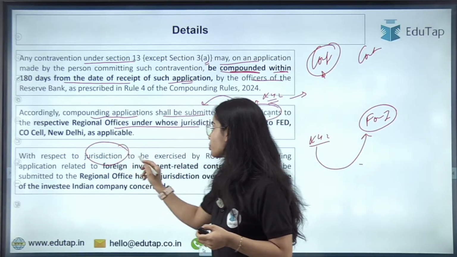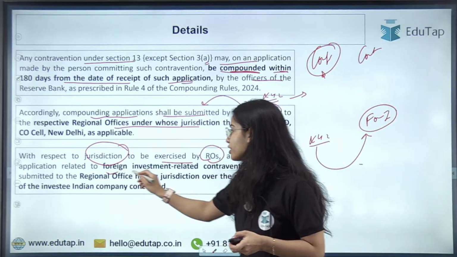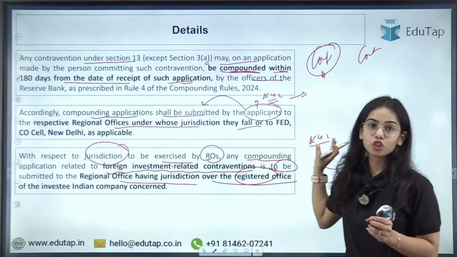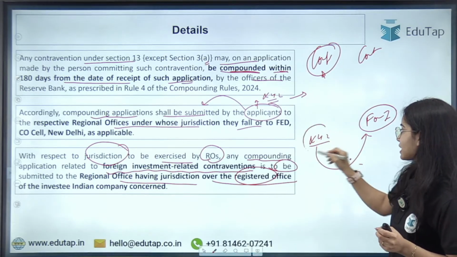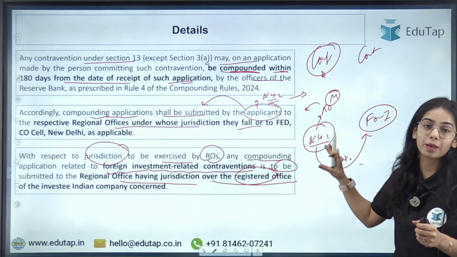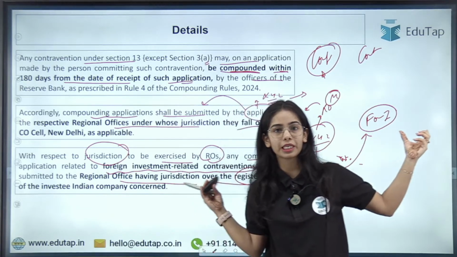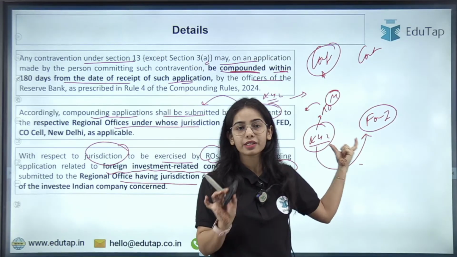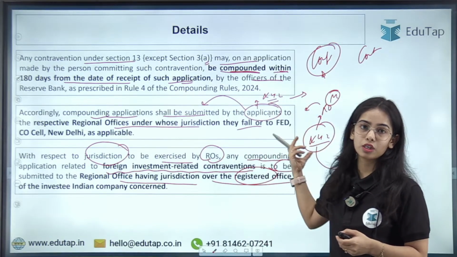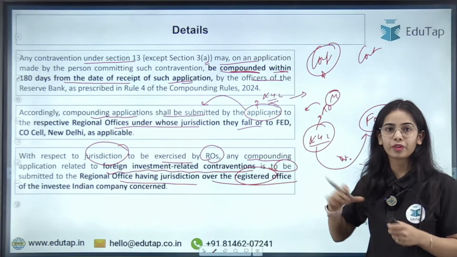With respect to the jurisdiction to be exercised by the regional offices, any compounding application, any settlement application related to a foreign investment related contravention, is to be submitted to the regional office having jurisdiction over the registered office. So where XYZ, let's say, has the registered office in Mumbai, the regional office of Mumbai will handle this compounding of contravention. This is the idea, okay. So in the case of foreign investment related contravention, the regional office will handle the compounding where the contravening entity, the entity that has done the breach, has its office, okay.